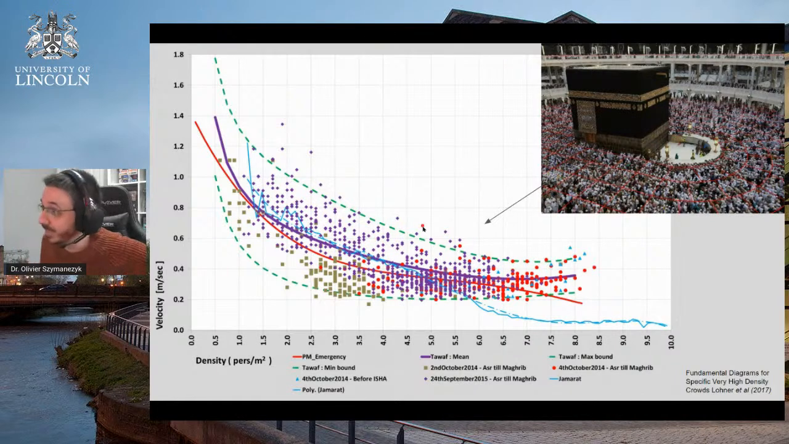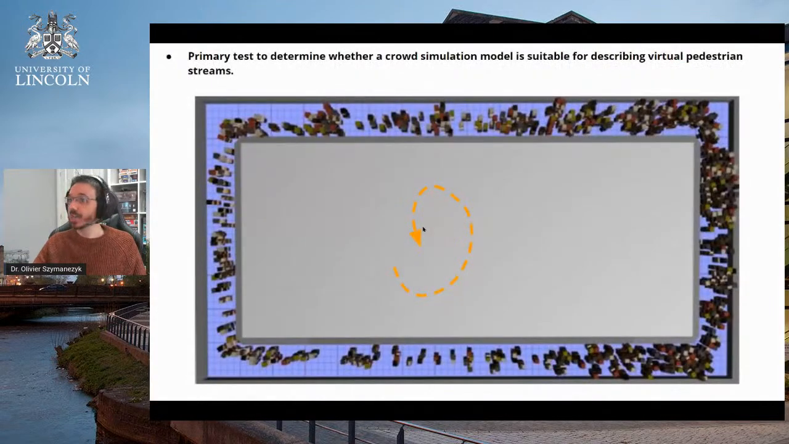I did not know that either when I discovered this, Evelyn. And I find this quite interesting. And fundamental diagram, you can look it up. I gave a couple of references. And we can do that as part of a crowd simulation as well.